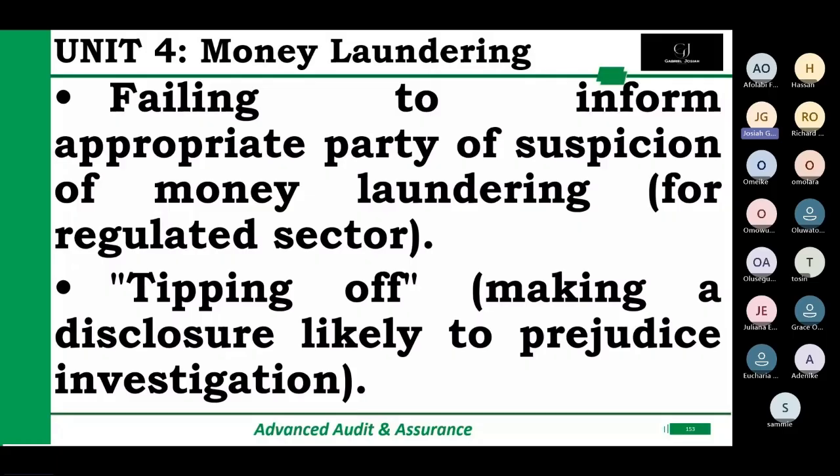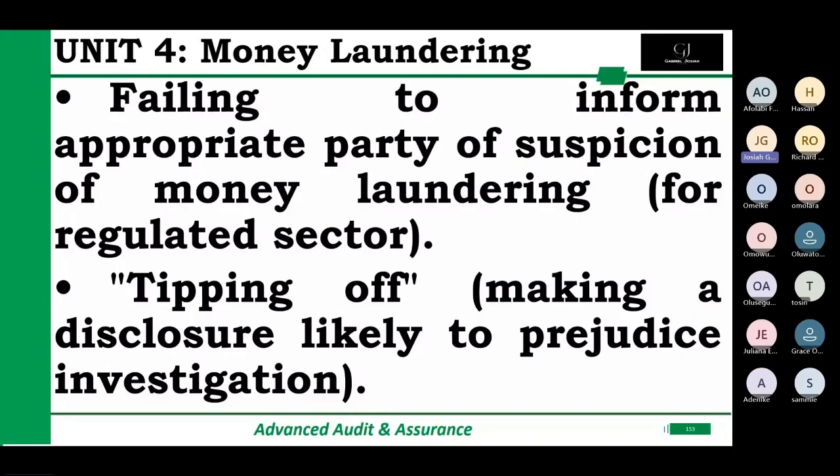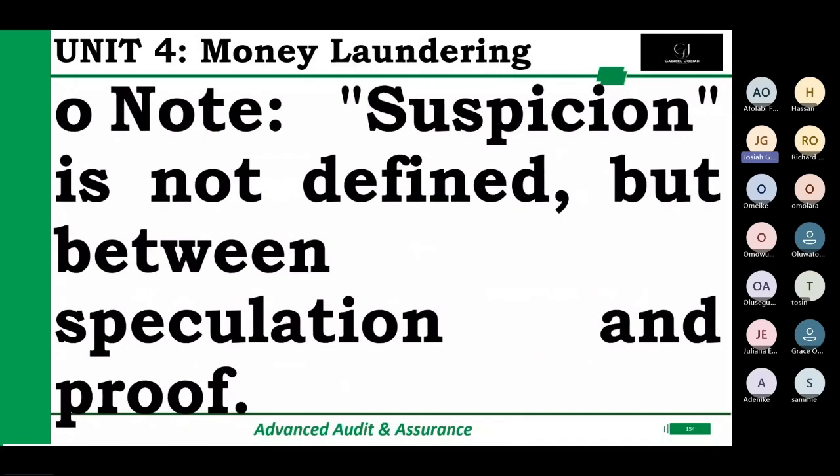Failing to make an informed and appropriate report on suspicion of money laundering is also an offense. It's a criminal offense. So let's take note of suspicion. It's not really defined, but it's in between speculation and proof. So your suspicion could be right, it could be wrong. But our duty as citizens and most importantly as chartered accountants is to report it.